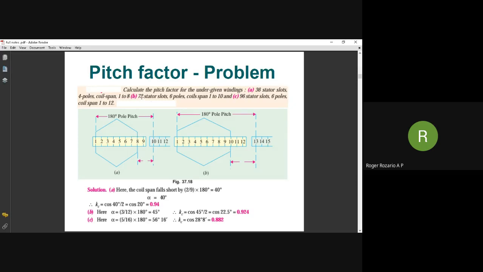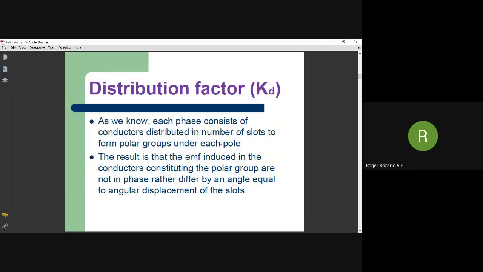Coming to subdivision B, there are 72 slots and 6 poles. So how many slots will be there under one pole? 72 by 6, 12 slots. Very good. 12 slots. So this is the winding pitch factor. Next we'll go to the distribution factor.